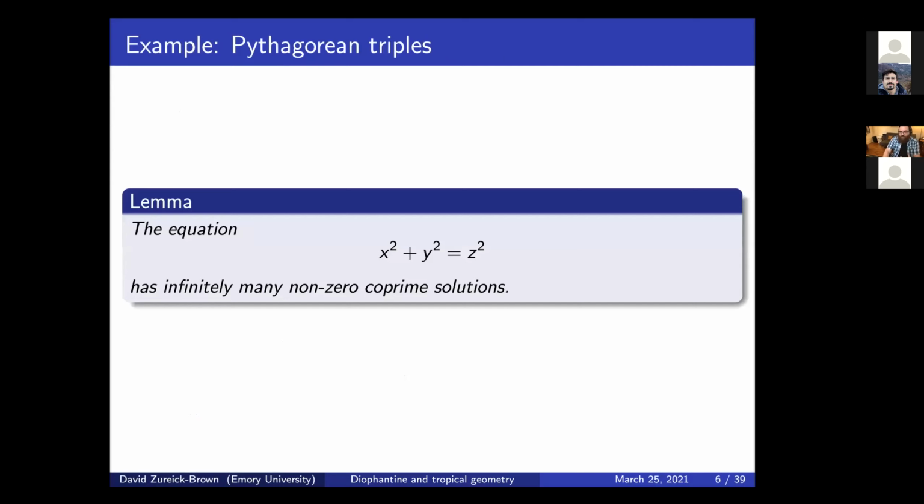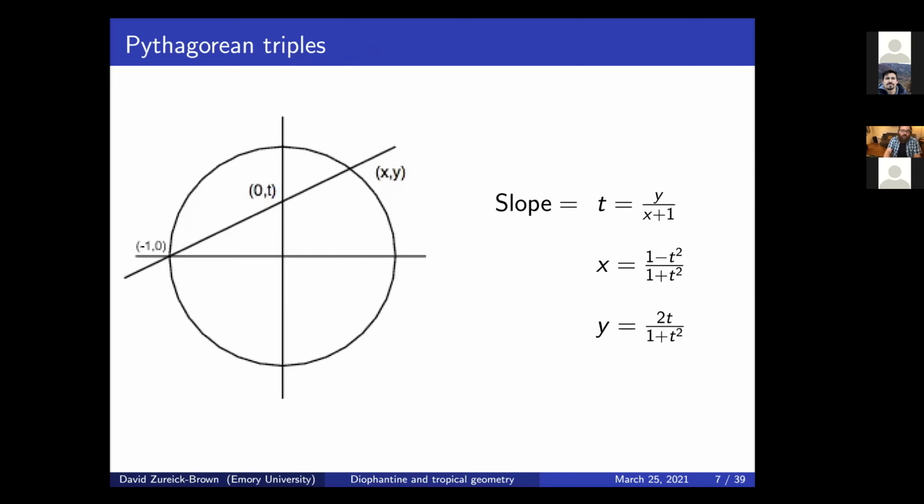So an example of what I mean by geometric structure is Pythagorean triples. Lemma: this equation has infinitely many non-zero coprime solutions. The geometry jumps right out at you. It's homogeneous. If you divide by z, you get a circle, x squared plus y squared equals 1. And you can use the circle to parameterize the solutions. One solution is (-1, 0). And then if you have a solution (x, y), if you draw the line between them, you get a parameter t. In fact, t is just the slope of this line, the way I've set it up.